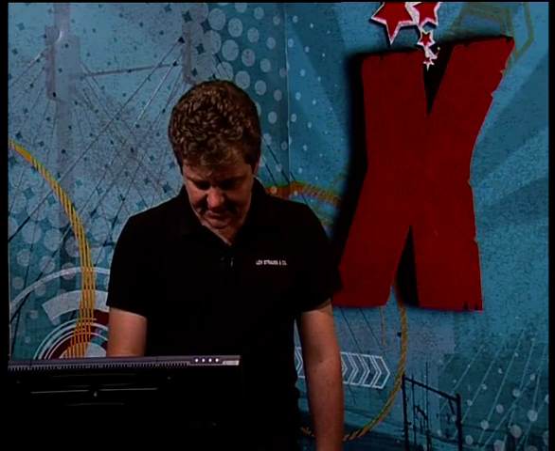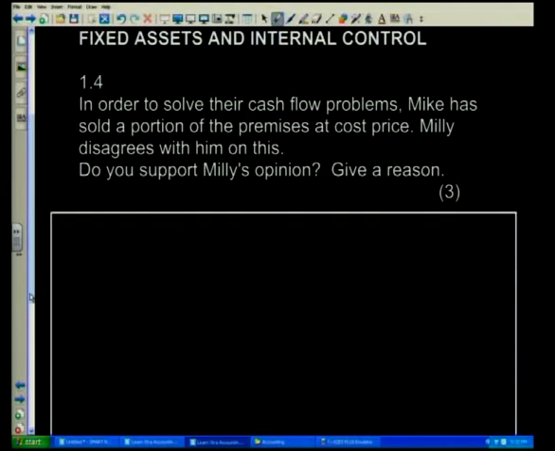The next question says that in order to solve their cash flow problems, Mike has sold a portion of the premises at cost price. So the business has got cash flow problems, and what Mike has done is he has sold a portion of the premises. In other words, he sold some land or he sold a building or something like that, and he has sold it at cost price. Millie disagrees with him on this. The question is whether you support Millie's opinion or not, and you have to give a reason.